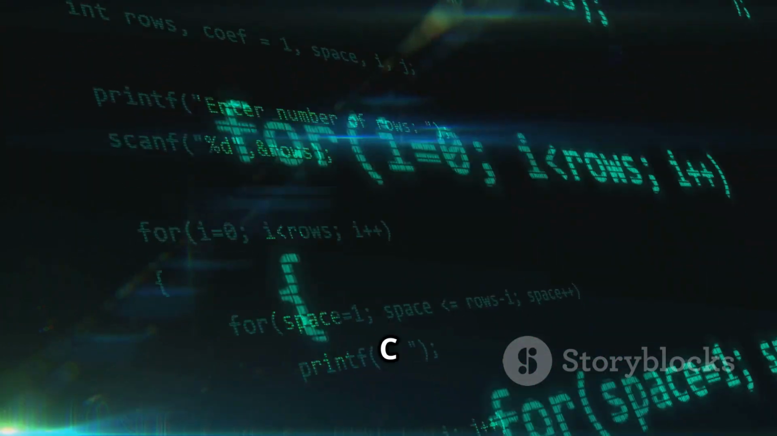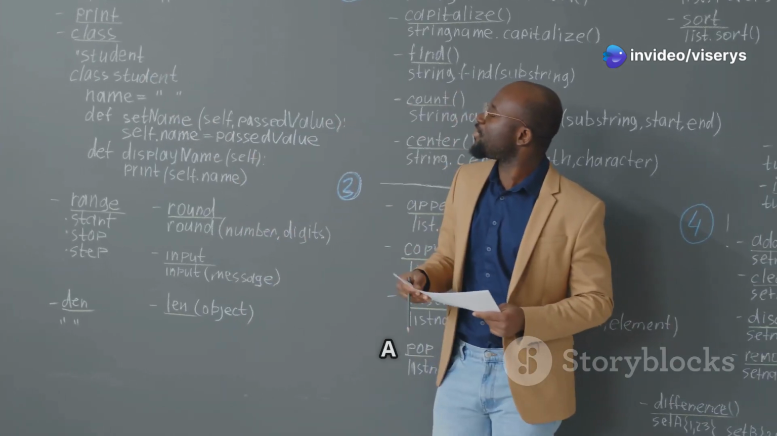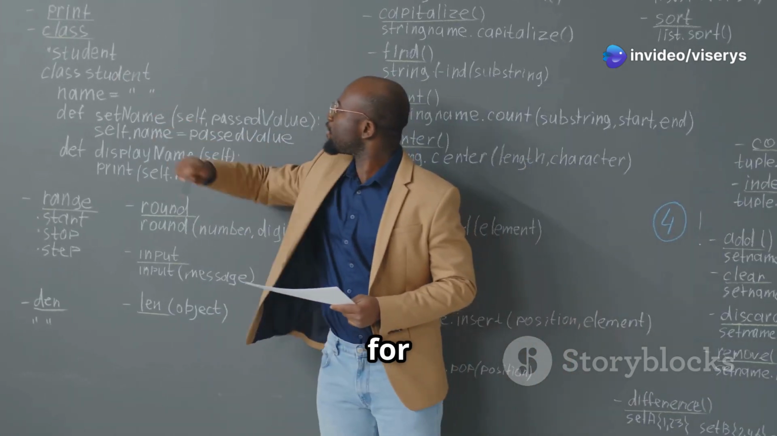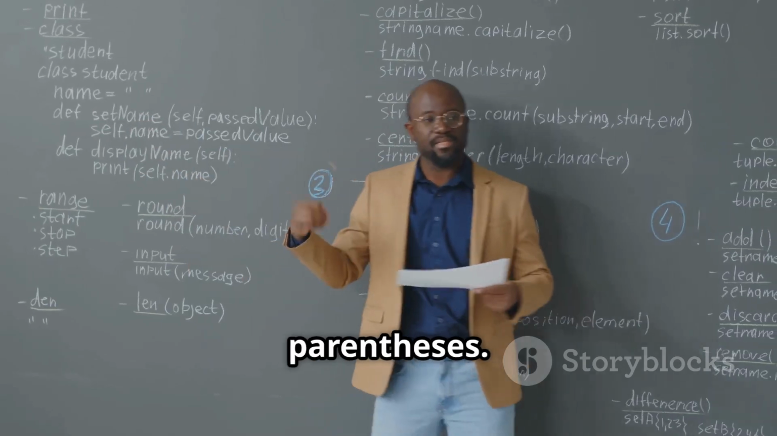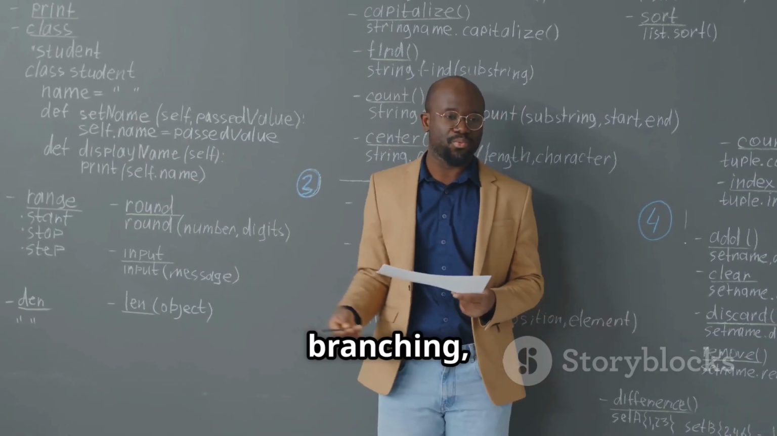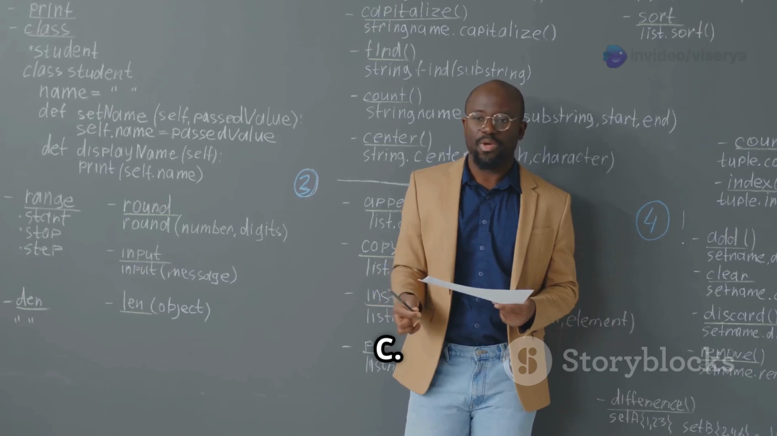The last loop type in C is the for loop, one of C's most interesting pieces of code. A for loop starts with the keyword for, followed by 3 items in starting and ending round brackets, also called parentheses. There you have it, branching, looping, and testing in C.